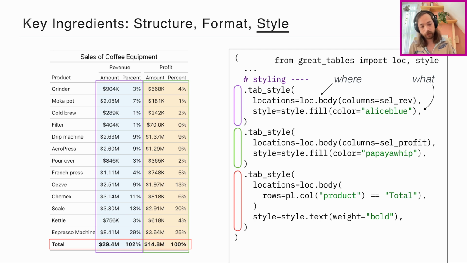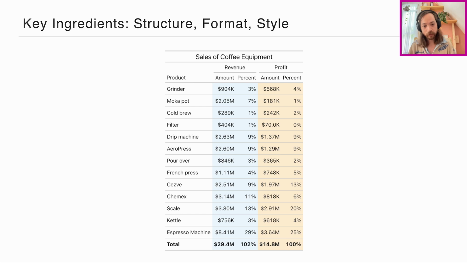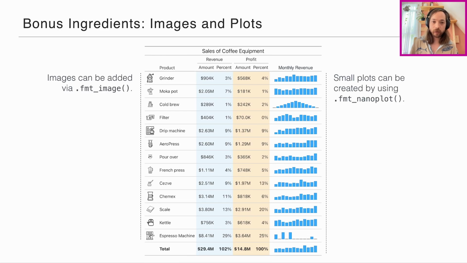So the key is there's a whole range of styles that we can apply to a variety of places. All right. So that was the basics of structure, formatting, and style. One other exciting piece is we can add images and plots. So on the left, we've added some images with format image. This is really nice because people can now see really quickly different products. So if they're looking for a specific thing like filters, they can hopefully pick it out really fast visually.